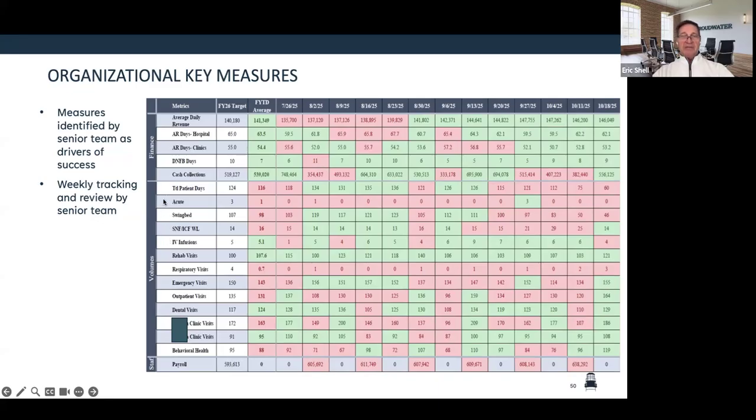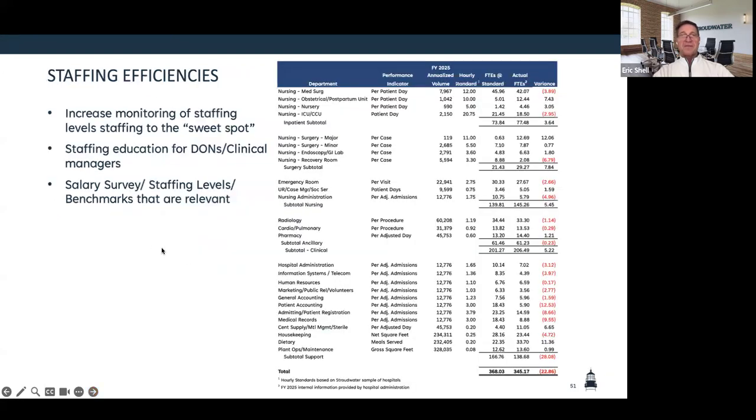They looked at volumes, right? Incremental volume's important, as we just said. So what are the things they're looking at? Total patient days, acute swing bed, rehab visits, emergency visits, tracking all of this information. And they meet as a senior leadership team weekly to review this dashboard. I think it's a great opportunity to, again, drive more measurement into an organization.